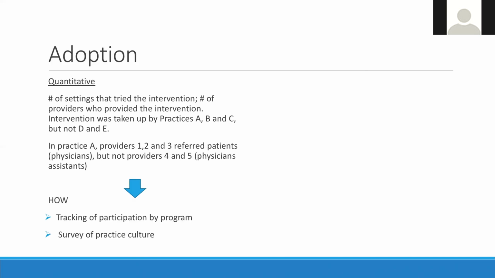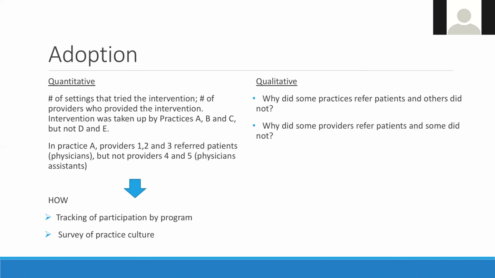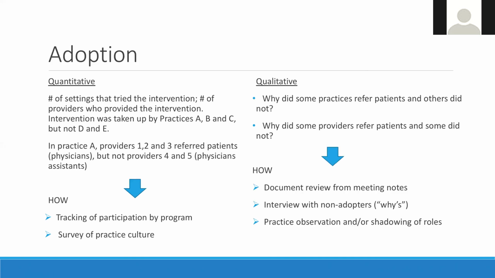So we might learn this information by tracking participation, and we could maybe do a written survey with Likert scale items, so you could learn something about the adoption that way. But qualitatively, you can see the theme of why I titled my talk the why. Why did some participants or some practices refer patients and others did not? And why did some providers refer patients and some did not? So maybe what we might learn by looking through document review from meeting notes, interviewing non-adopters, and maybe using a WISE exercise and practice observation or shadowing of roles is that we might learn some things about this.